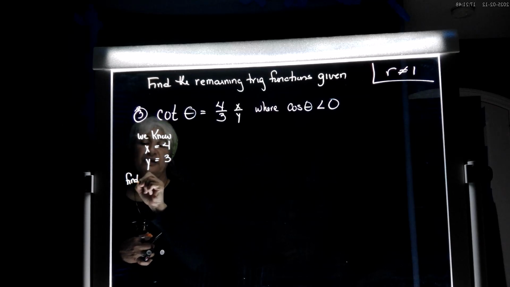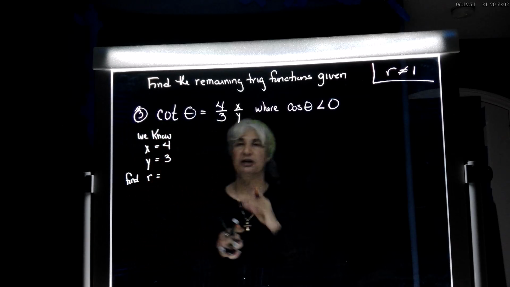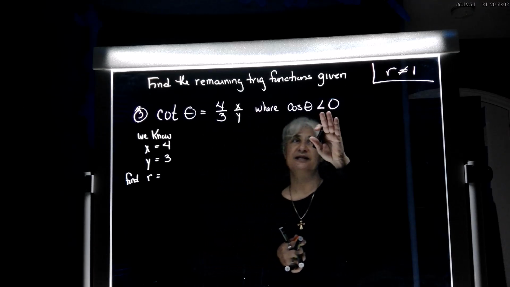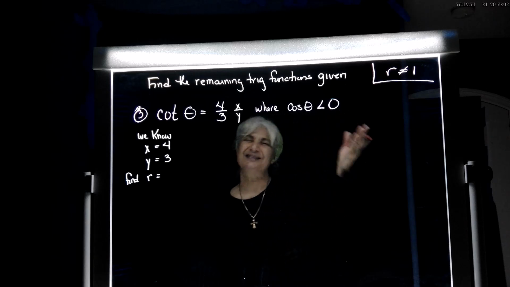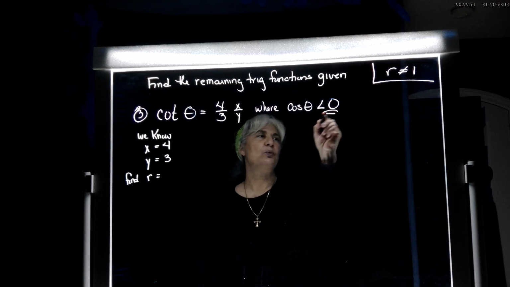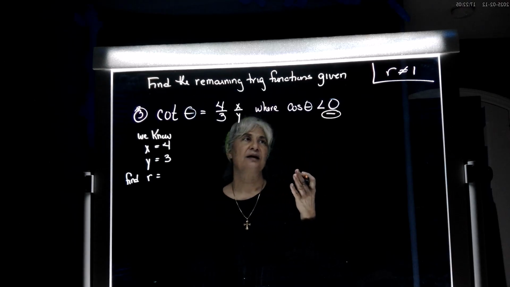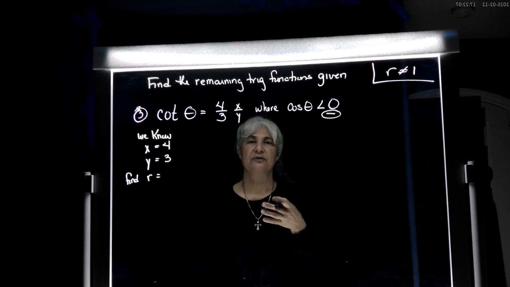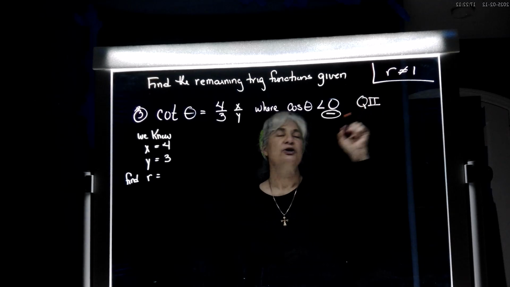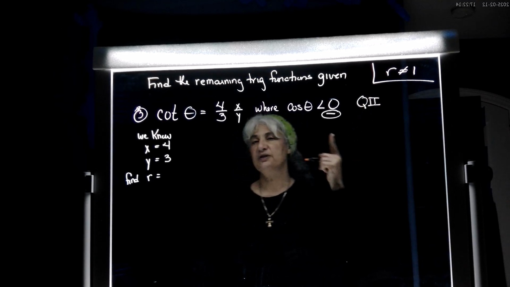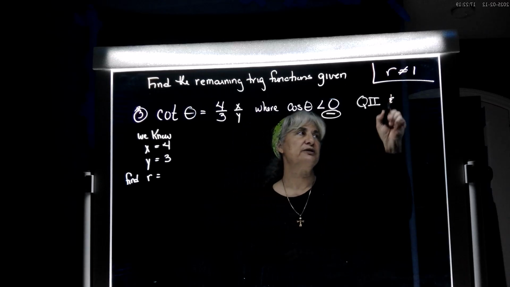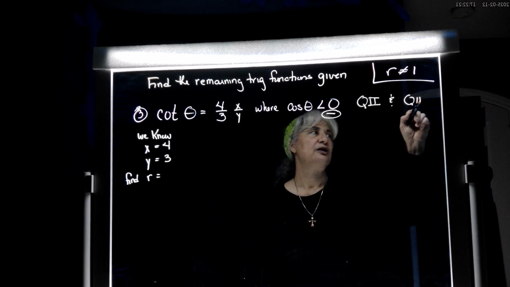So what do you know you've got to find? Yeah, you've got to find r. Okay, got it. But what else did it tell you? It told you the cosine of theta is less than 0. Well, if it's less than 0, that means it's negative. Excellent. So which quadrants have cosine being negative? Good. So we have quadrant 2, because remember, cosine is associated with x. So the x has to be negative. So that's in quadrants 2 and 3.